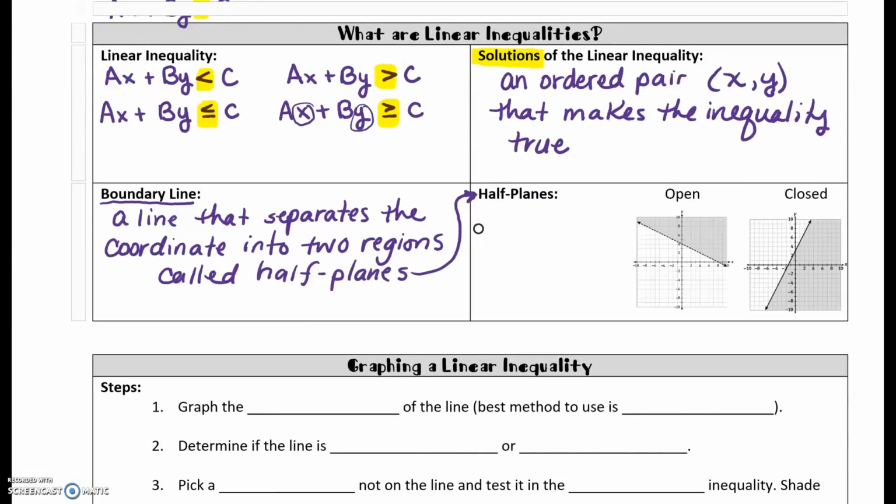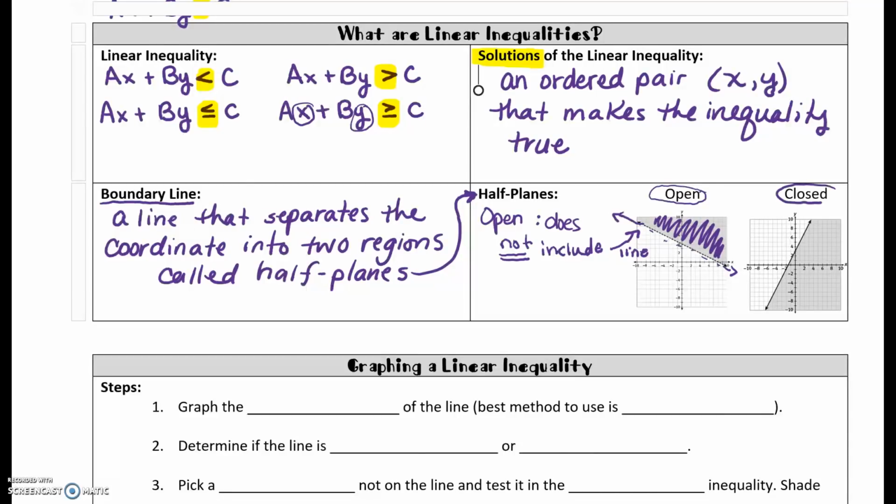A half plane is going to be these pictures over here. You can see here we have an open line. It is dotted through here, and then it is shaded on the top. If you extend this line up this way and down this way, it is cutting the coordinate plane into two regions. We consider this to be open because it does not include the line.